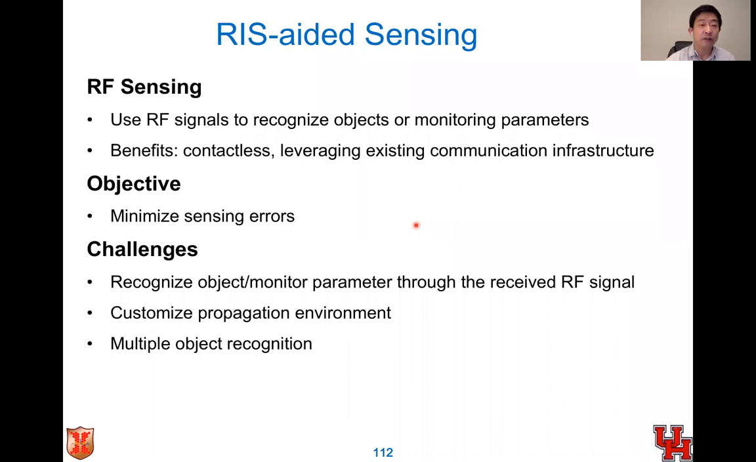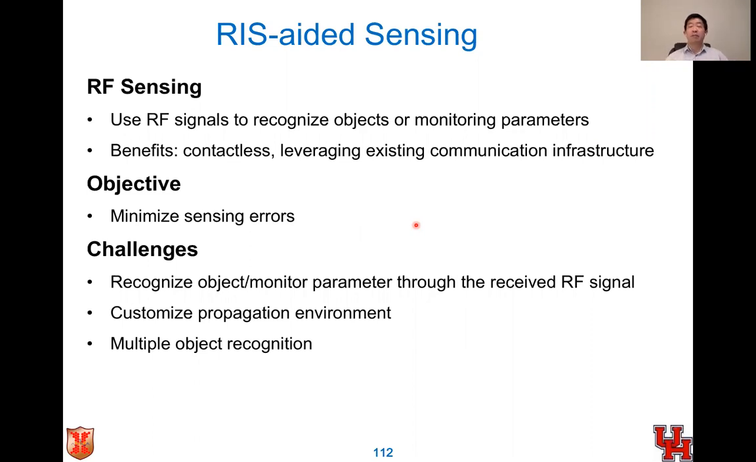And RIS sensing uses the RIS signal to recognize an object or monitor a parameter. Basically, it is contactless and leverages the existing communication infrastructure. For example, the Xbox Kinect basically uses this kind of sensing to see your gesture. I mean, every day I just dance, all this kind of dance. And the objective is to minimize the sensing error. The challenge is to recognize the monitored object through the received RF signal and the complicated propagation environment, and multi-object recognition. Those are the challenges.